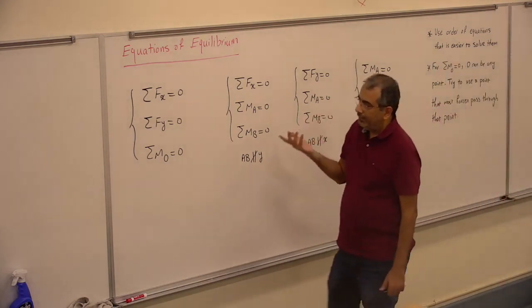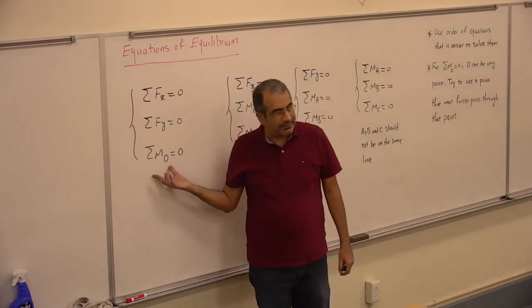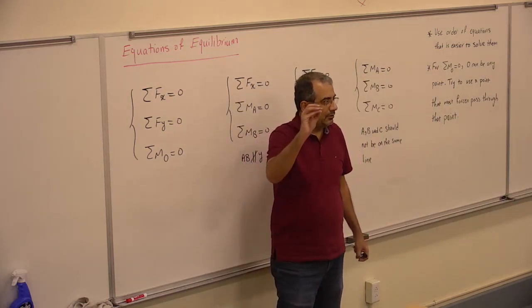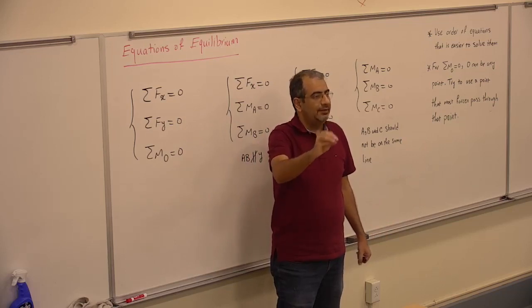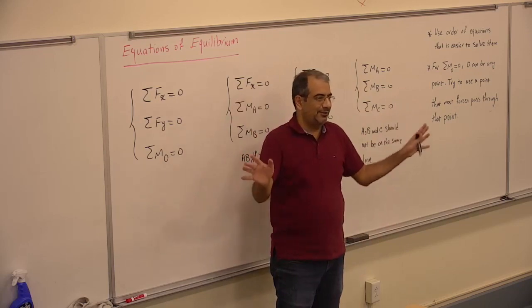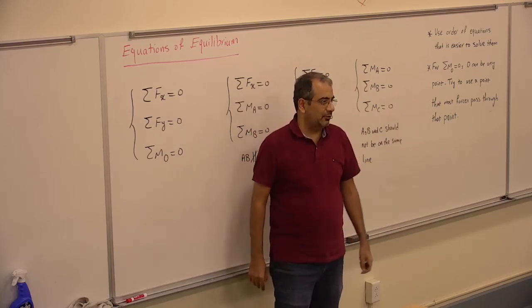In other words, it should not spin about any point. It's not that it should not spin about a specific point. It should not spin about any possible point. Otherwise, it's not in equilibrium.